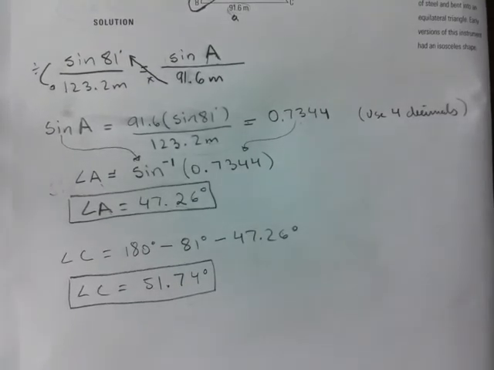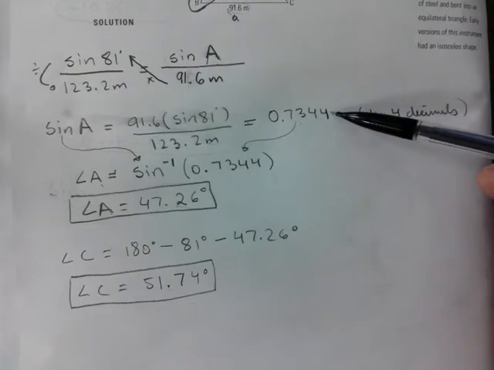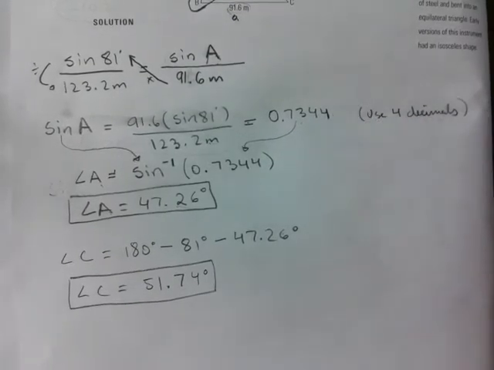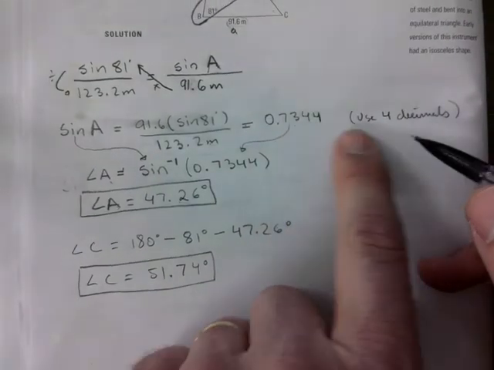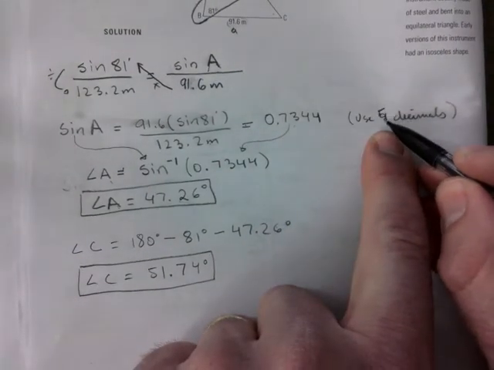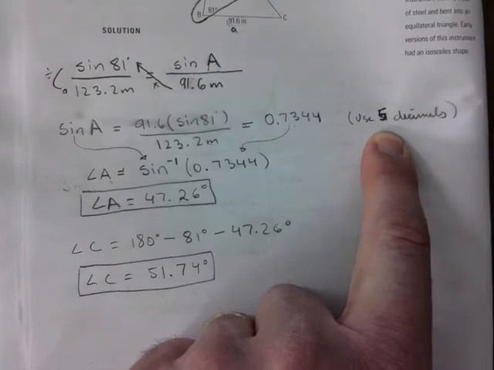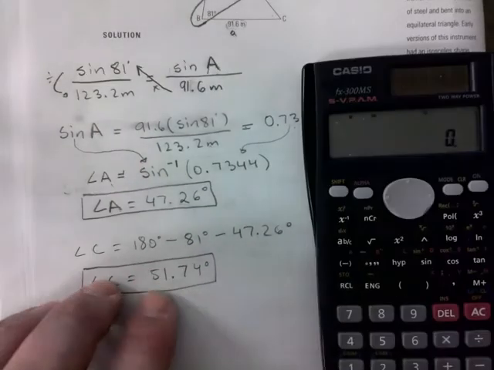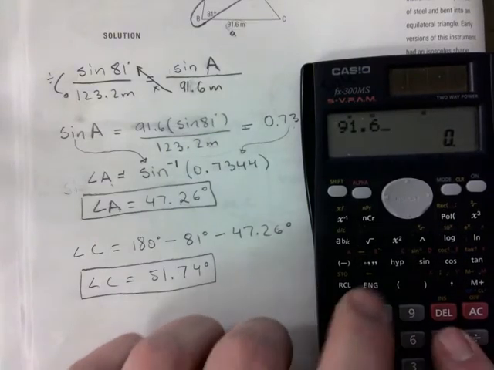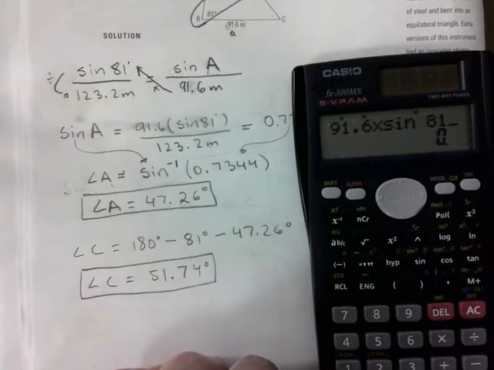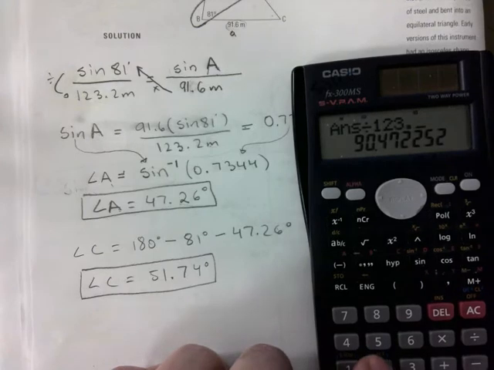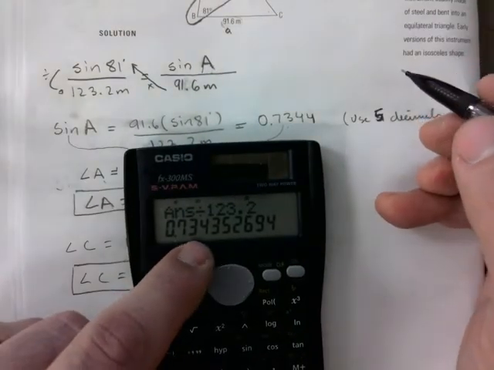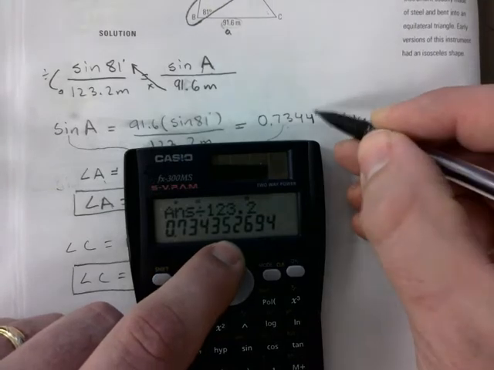I think if we use 5 decimals up here, it should be the same for everybody. Why don't we make that call? Okay. Use 5 decimals. So we'll change that to 5. I will quickly just calculate that again so that I know what it is. Sine of 81 divided by 123.2. It's supposed to be 0.73435.